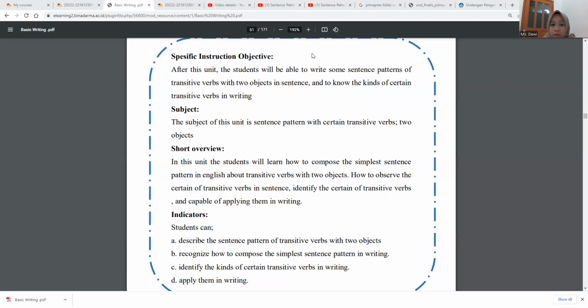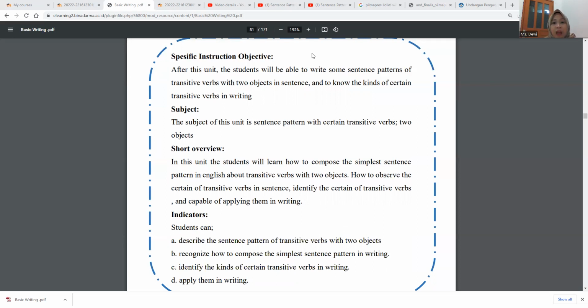At the end, you're going to write a composition mostly by using the sentence pattern with two objects, using transitive verbs. And then how to observe the certain transitive verbs in sentences, identify the certain transitive verbs, and be capable of applying them in writing.